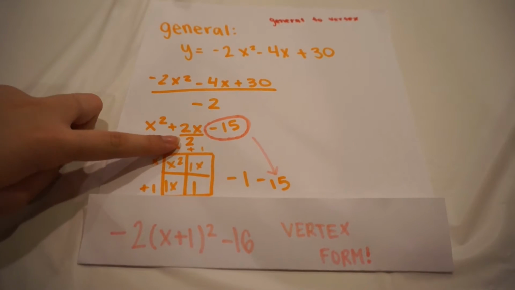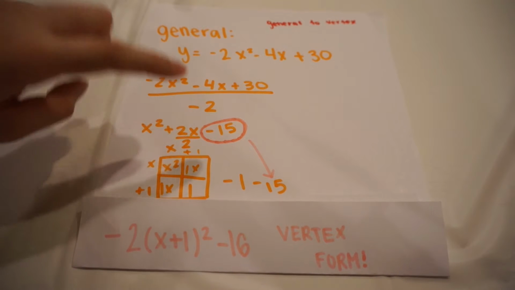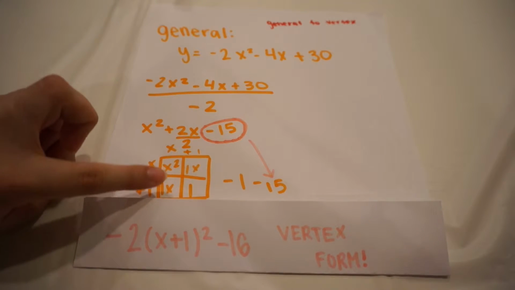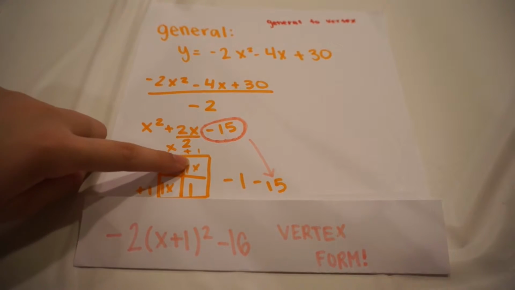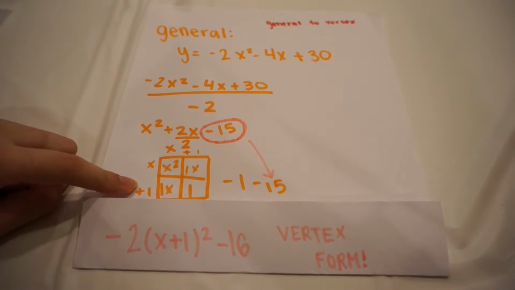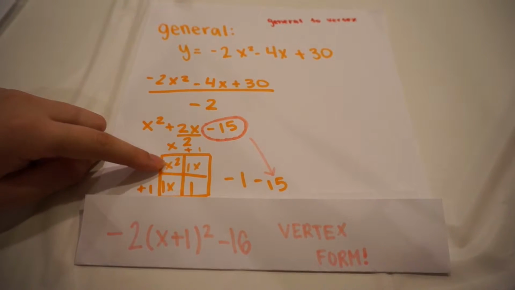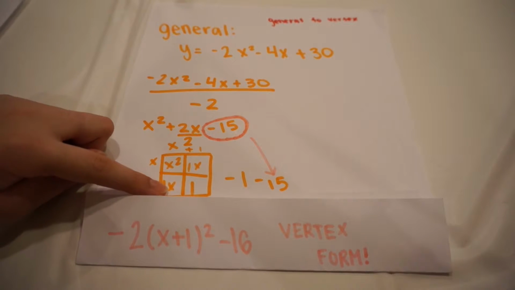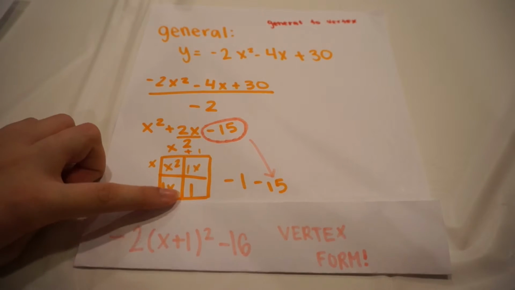So now we're going to take 2x and split it in half, so we can use that in the box method. So then we have x plus 1 up here and x plus 1 here, which will multiply out to x times x is x squared, and then x times 1 is 1x, and then x times 1 again is 1x, and then 1 times 1 is 1.